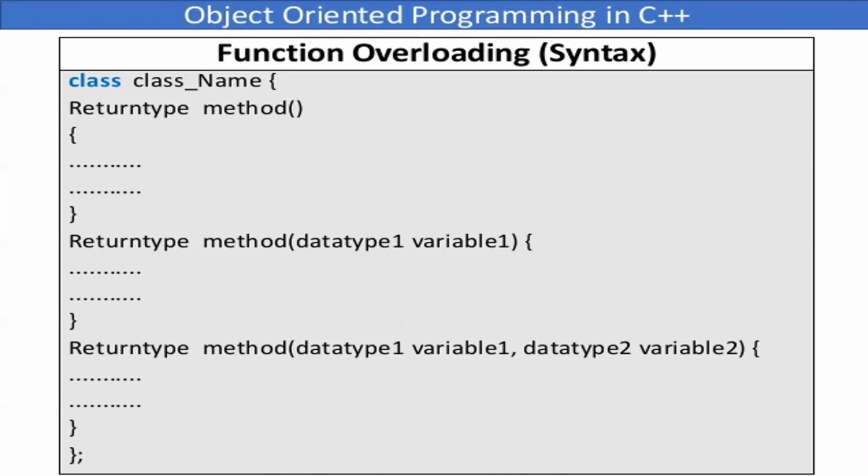Now this is the syntax of function overloading. So if you notice here, method is the name of the function. First, there are no arguments. Second, there is one argument, data type and one variable. Third may return data type variable 1, data type variable 2. Name of the function is method. Same name. Okay? This is how we can use function overloading.